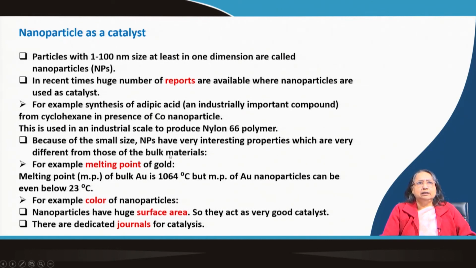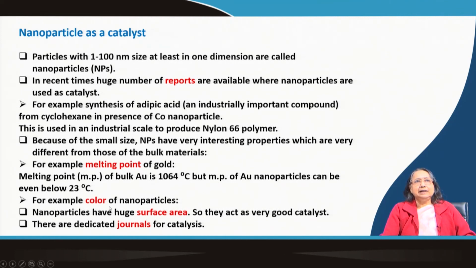Say, for example, melting point, and these properties are very different from the properties of the bulk materials. So, for example, the melting point of gold. The melting point of bulk gold is 1064 degrees centigrade, but the melting point of gold nanoparticles can be even below 23 degrees centigrade. So, nanoparticles have very different properties than the bulk.